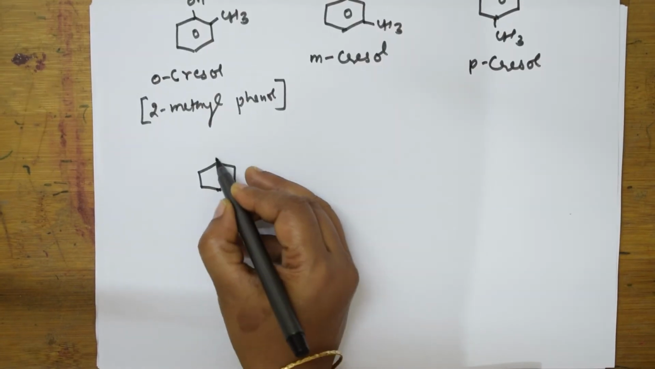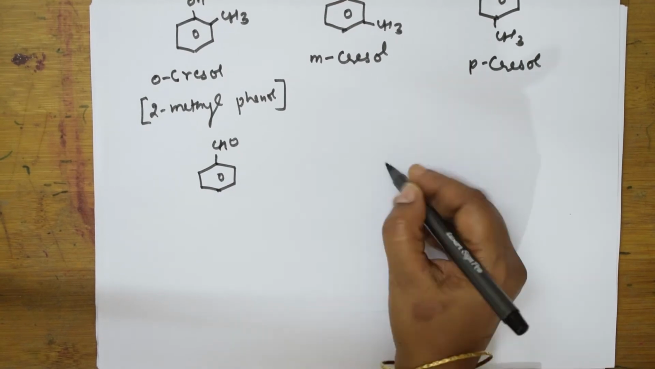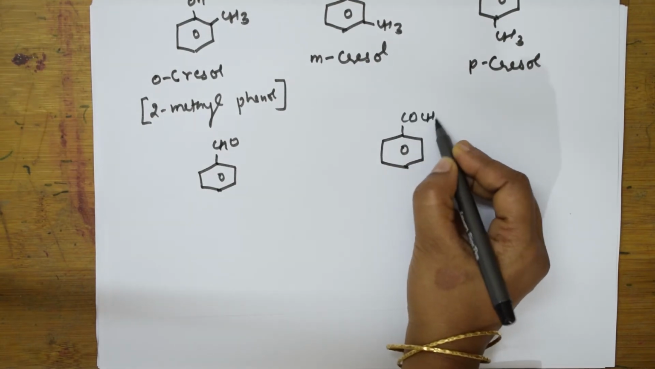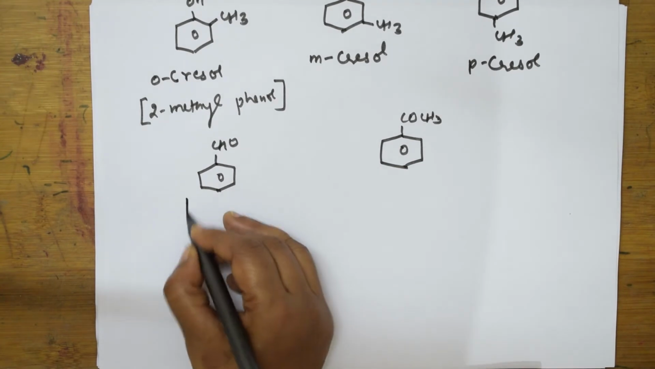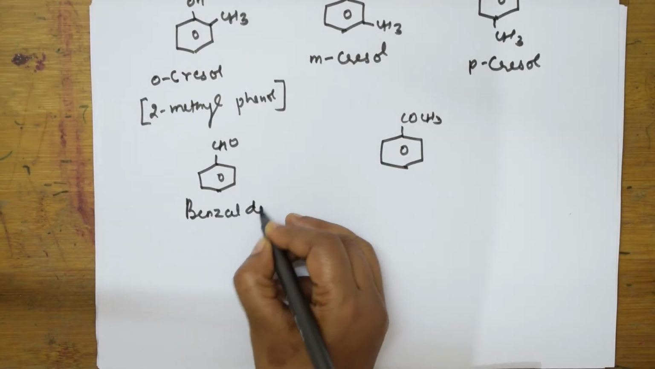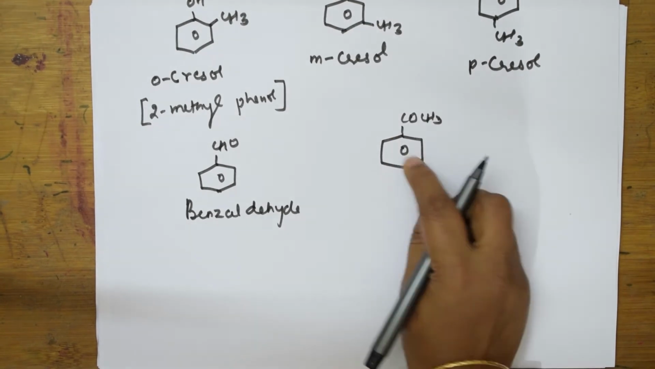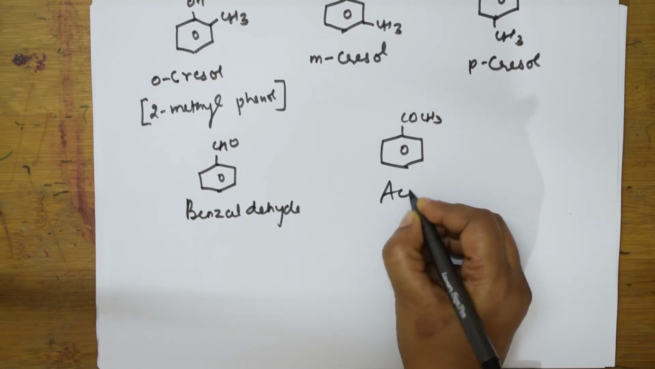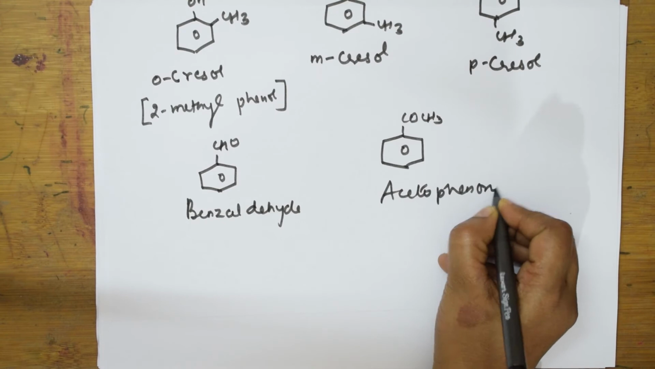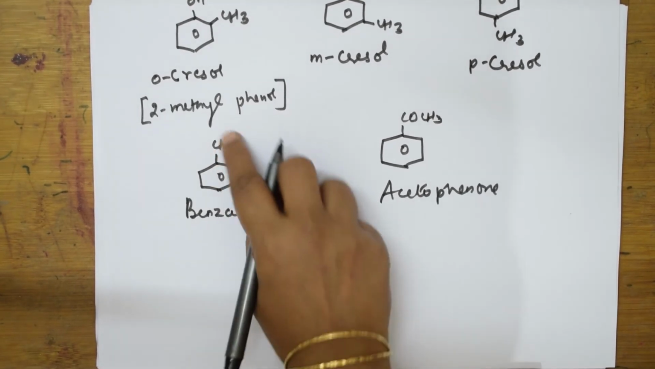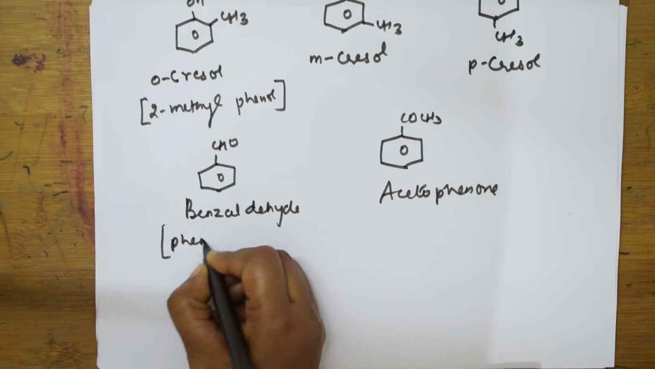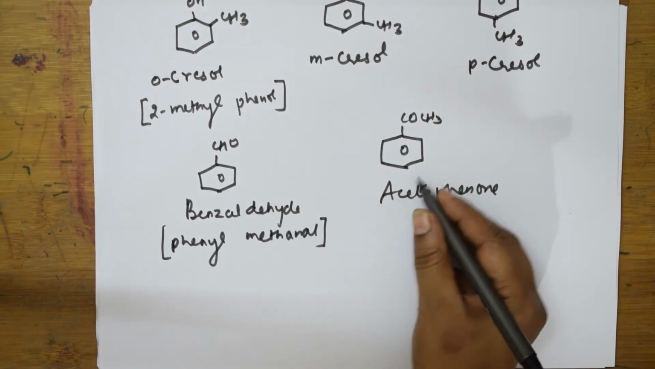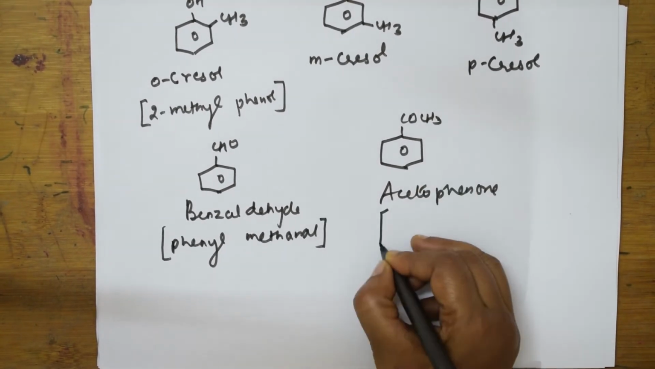Yes. Now let us see one more functional group. If I have a benzene ring with CHO, and if I have a benzene ring with COCH3, this is a ketonic group. We call the first benzaldehyde. We call this acetophenone. I can also name this as phenyl methanol. And this one, phenyl ethanoate.